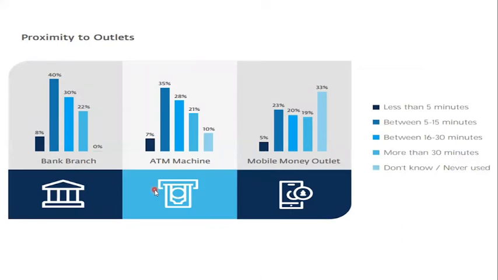This indicates proximity to outlets such as bank branches, ATM machines, and mobile money outlets. All three types of services, it's roughly taking 5 to 15 minutes. However, most of the people are unaware of mobile money outlets, and it's somewhere around one third of the total population.